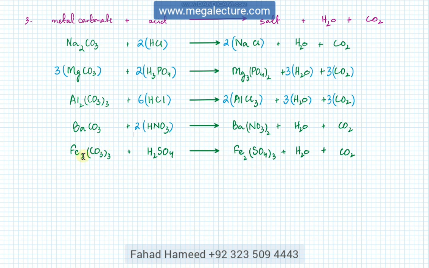Fe, easy ones, that's balanced already. 2 Fe's, 2 Fe's, both sides. Carbon, that's 3 of them over here. CO3 has 1 carbon, but it's thrice, so that's 3 carbon. So I'm going to balance the carbon. So that's balanced.